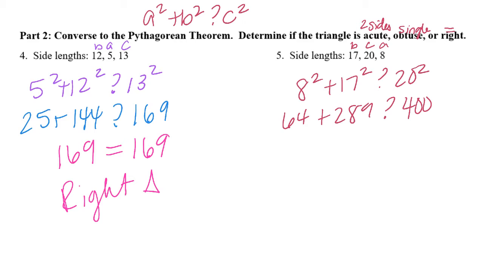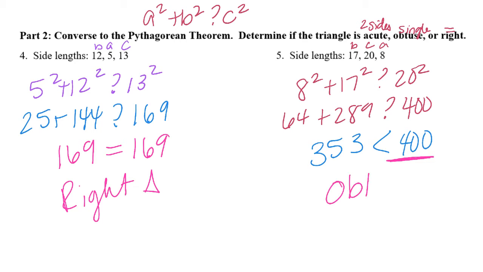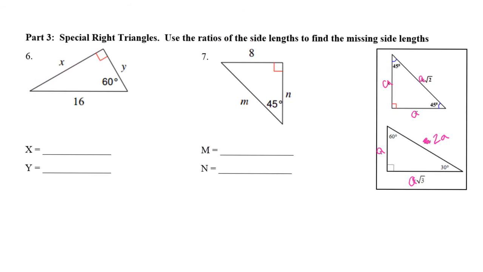Yeah, 400. Okay, so then you add those together. So 64 plus 289 is going to be 353. So we have 353 and 400. Well, 400 is obviously bigger. So since this is the single side, it's going to be an obtuse triangle. If the two sides that you added together were bigger, it would have been an acute triangle.